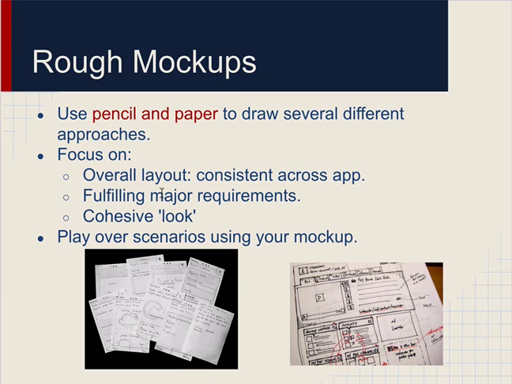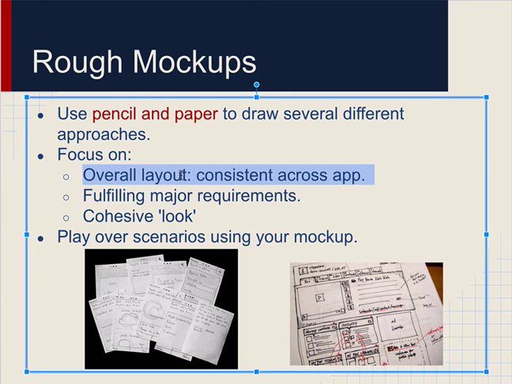So you want to focus on the overall layout, how the various screens talk to each other, and how the screens all look alike, right? So what is common among them, so the user doesn't get lost. You want to fulfill the major requirements of the app, so you make sure that the big things that the client needs done get done in a quick, intuitive manner. And you want to have a cohesive look to your whole app. So this is the first thing you're going to do, your rough mockups after you do the personas, etc.